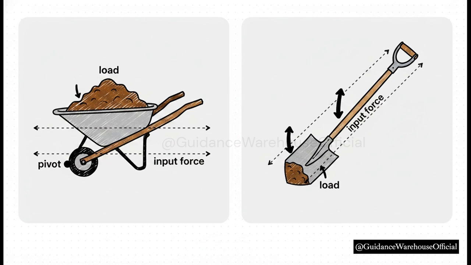Look at the wheelbarrow first. The heavy load of dirt is sitting right between the pivot, which is the front wheel's axle, and your hands.